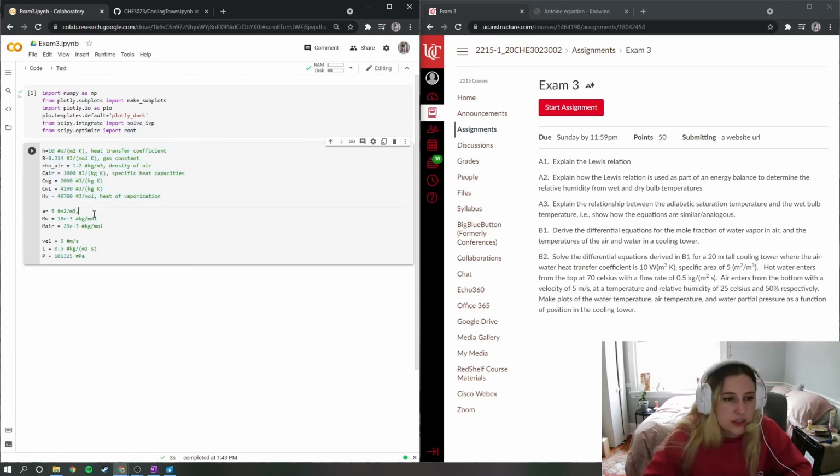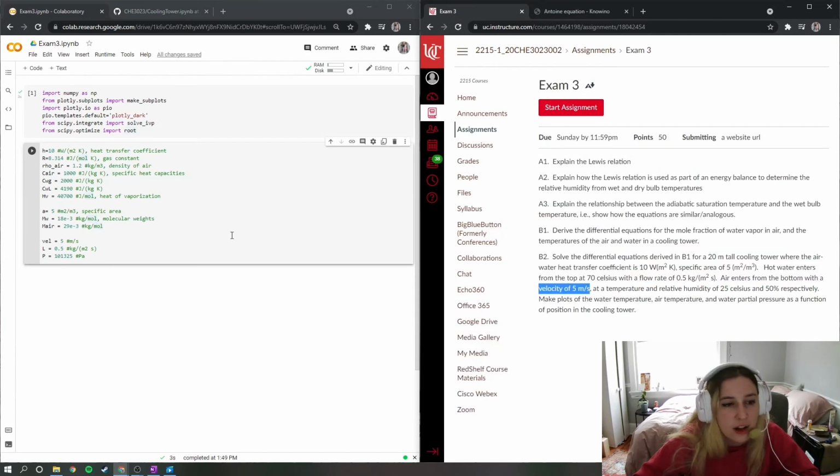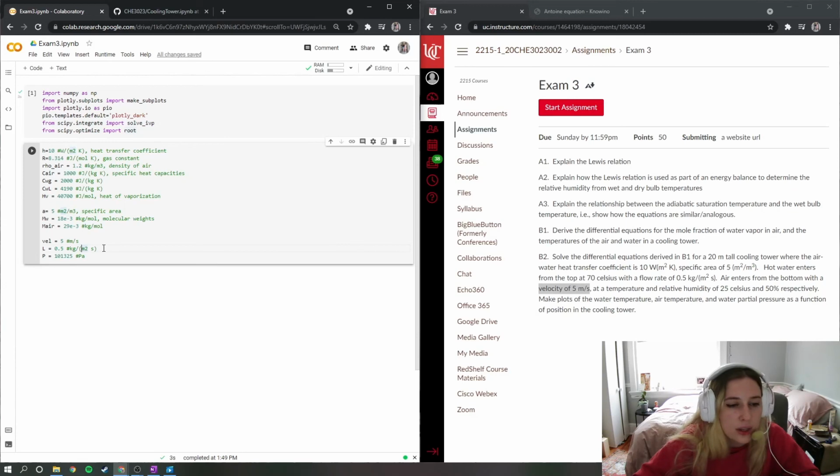Okay. So then this is the specific area, which is given in the problem. And then we have molecular weights for water and air that we'll need to use in our calculations, which you can see that we used in our calculations in the last part. So the molecular weight of water is 18 times 10 to the negative third kilograms per mole, and the molecular weight of air is 29 times 10 to the negative third kilograms per mole. And then we also have our velocity, so that's given in the problem, velocity of 5 meters per second. Our liquid mass flow rate, which is 0.5 kilograms per meter squared second, and our pressure, which is 1 atm, but that's equivalent to what we have here, which is 101,325 pascals.